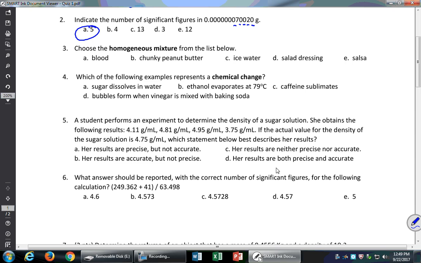As far as a chemical change, sugar dissolving in water, that's a physical change. No chemical reaction is occurring. Sugar is still sugar. It's just interacting with water to go from a solid to a solution. Ethanol evaporates at 79 degrees Celsius. Again, that's just a change in physical state, so that would be a physical change. Sublimation is going from a solid to a gas. Again, that's just a state change, so that's a physical change. But when you mix vinegar and baking soda, that's a chemical reaction. That's where the bubbles come from. So that's a chemical change. Other examples, rusting of iron, things like that. Those are all chemical changes.